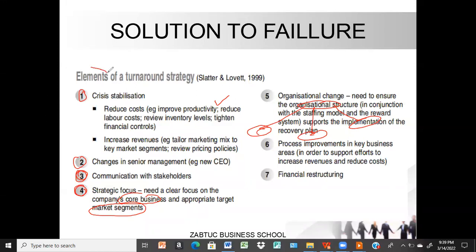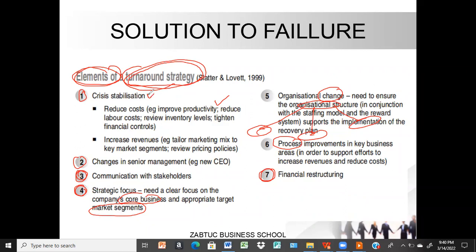These are elements of a turnaround strategy to save a company which is in trouble. Organization change. You may have to restructure the organization. Process improvement in key business areas, and also financial restructuring. You may have to go back to your lenders, go back to your banks, go back to your suppliers. This turnaround strategy for a company which is failing is a common agenda on this paper, which you have seen several times.